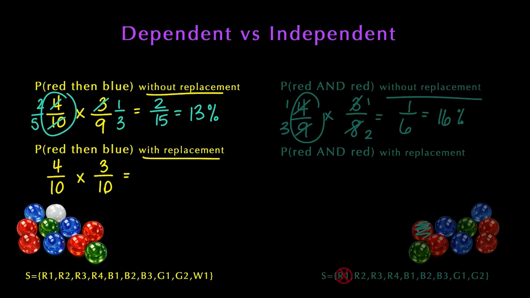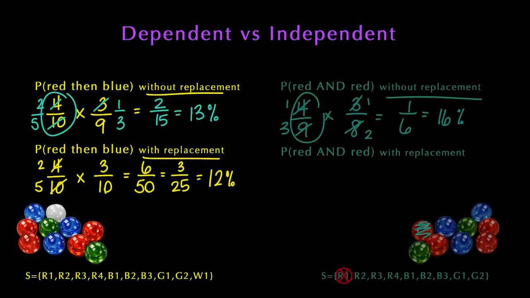So now I'm going to still reduce. I'm going to reduce my 4 and 10, so that's 2 and 5. I can still reduce again, but let's go ahead and multiply and then we'll reduce at the end. So 2 times 3 is 6. 5 times 10 is 50. I do know I can divide both of those by 2, so I have a 3 in 25 chance of pulling out a red marble and then a blue marble with replacement. That equals 12%. So notice it's actually a smaller percentage when I put the marble back, probably because my denominator is bigger. But let's see if that happens every single time.